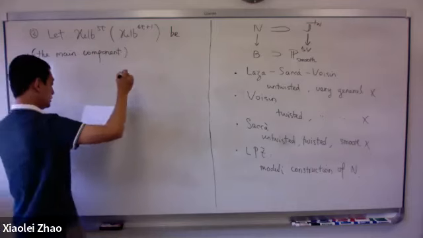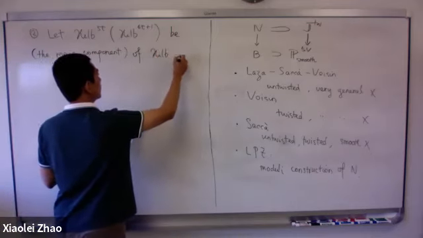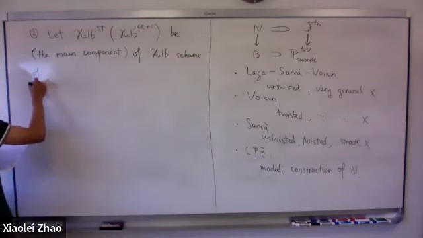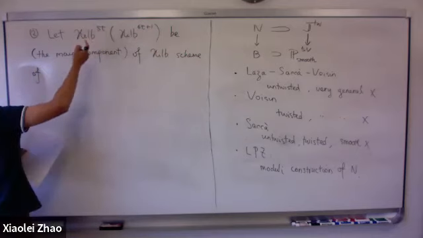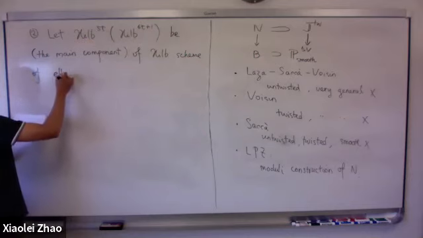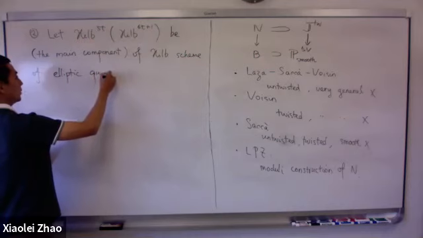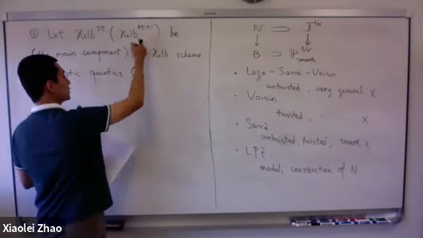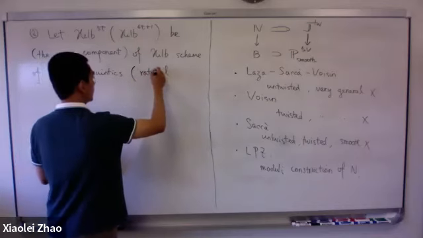The main component of the Hilbert scheme. In this situation, if you compute, the curve is of degree 5, and you can see the curve has to be an elliptic curve. The elliptic quintics, we call it. And in this situation, it's a rational curve of degree 4. So it's called rational quintics.